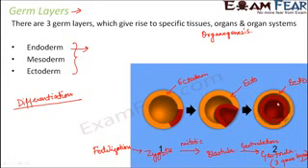And the layer which lies between ectoderm and endoderm, that is the mesoderm. So these are the three germ layers. Now since human beings have three germ layers, that is why humans are categorized as triploblastic animals. Triple means three. So animals with three germ layers are called triploblastic. Some lower animals have two germ layers and they are called diploblastic animals. So humans are triploblastic.